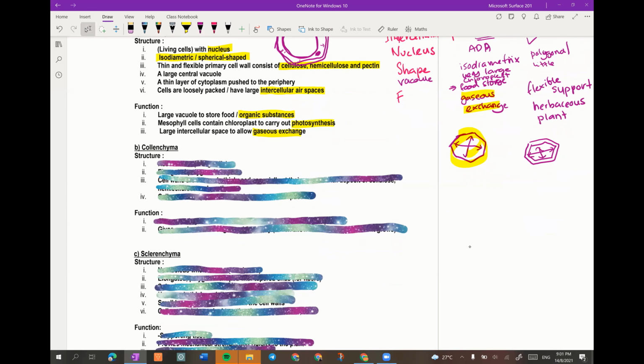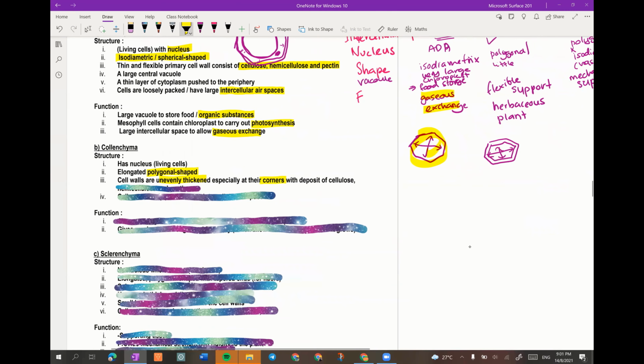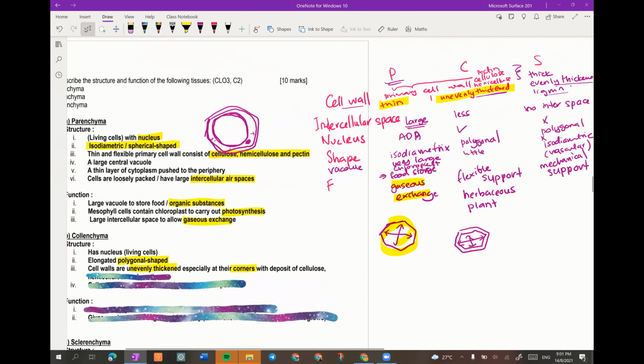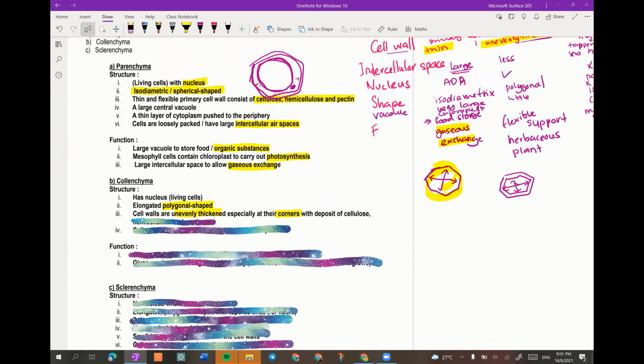Untuk collenchyma pula, dia punya structure dia adalah has nucleus, elongated polygonal shape. So dia tambah dekat sini elongated polygonal shape. Cell wall unevenly thickened, especially to the corners. So, boleh cakap lah, dia thicken kat bahagian mana, bukan bahagian tengah, dia dekat corner. Oh, yang ni tadi pun lupa nak cakap pasal cell wall dia. Untuk yang sclerenchyma tu, cell wall dia special sikit, kena cakap tapered end. Tapered end ni maksudnya hujung dia macam tajam-tajam sikit. Okay. Dan kita akan pergi balik lah, right?